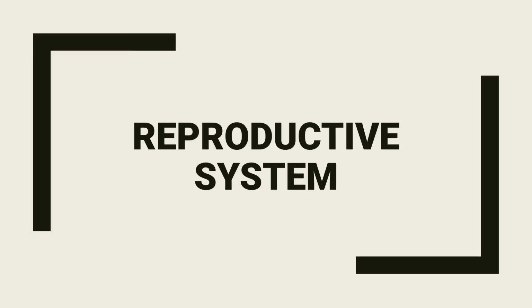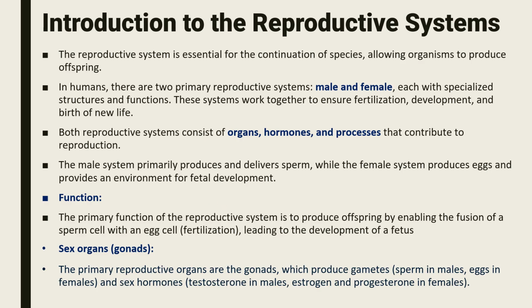Reproductive system. Introduction to the reproductive system. The reproductive system is essential for the continuation of species, allowing organisms to produce offspring. In humans, there are two primary reproductive systems, male and female, each with specialized structures and functions. These structures work together to ensure fertilization, development, and birth of new life.